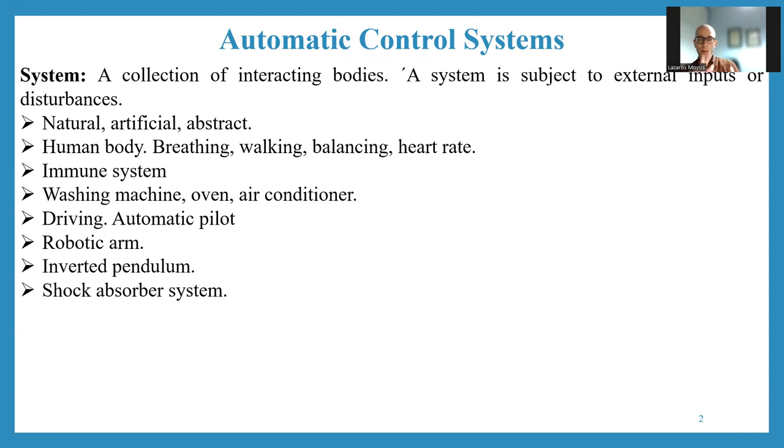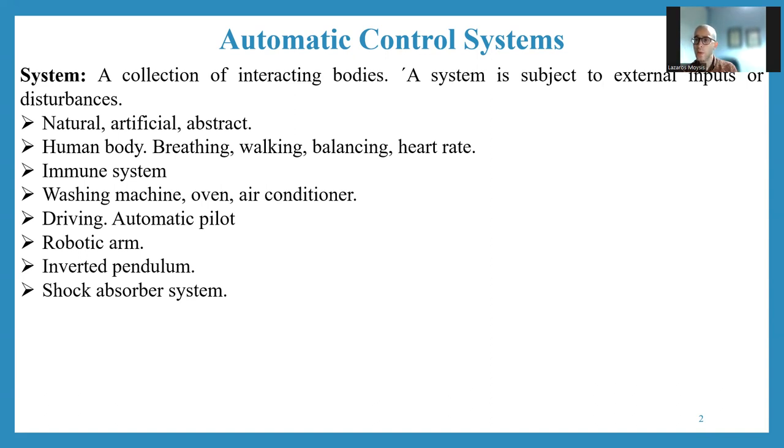And systems are all around us. There are many different types of systems. We may have natural systems that exist in nature. We may have artificial systems that are man-made, and we may have some more abstract systems where even we ourselves have difficulty in defining their components. Okay. So let's begin with the basics. Natural systems. Okay, I can provide millions of examples here. We can start with the basic one, the human body.